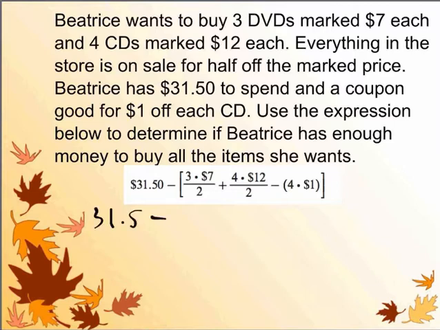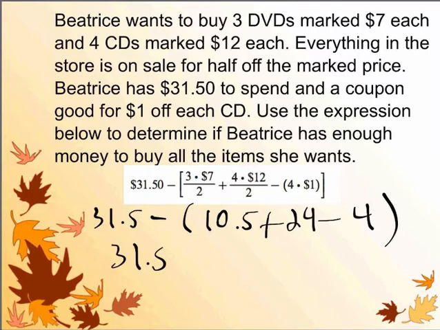We get $31.50 minus, technically we'll start over here. So if we have 4 times 1, that's going to be minus 4, so that's going to be at the very end. So we took care of that, and now I'm just going to take care of the rest of it. So 3 times 7 is going to be 21, over 2 is going to be 10.5. And then 4 times 12 is 48, divided by 2 is 24. So if we do this, we have 31.5 all minus, I'm going to parentheses, 10.5 plus 24 is 34.5, minus 4 is 30.5. We can see 31.5 minus 30.5, that's going to give us 1. So it looks like Patrice has enough money and she has a spare dollar.